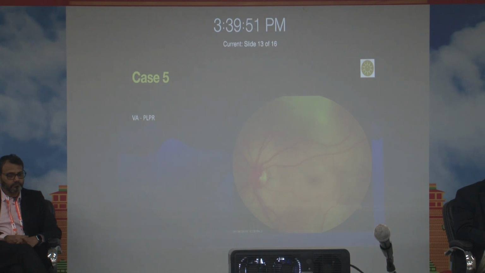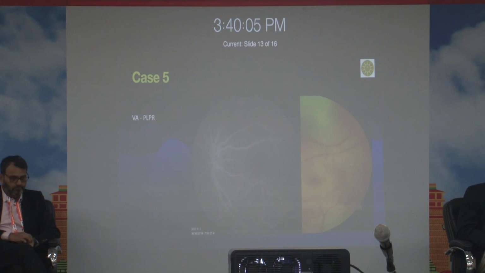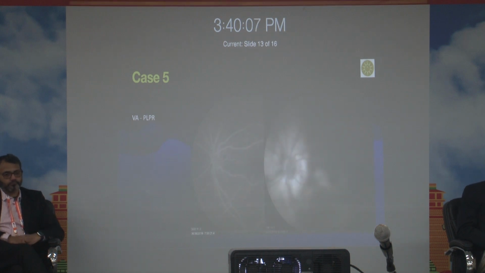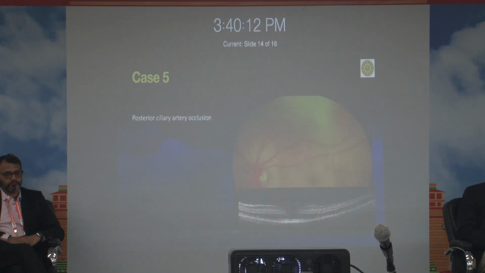What you can see essentially is whitening of the retina, predominantly in the peripapillary and perifoveal area, tongue-shaped whitening. This is typically what is seen in posterior ciliary artery occlusions. Even on FFA there is late staining in these areas. On OCT, the inner layers are almost normal, so it is mostly to do with the outer retina, and you can see outer retinal hyperreflectivity over here.